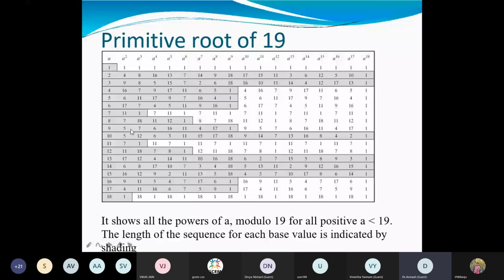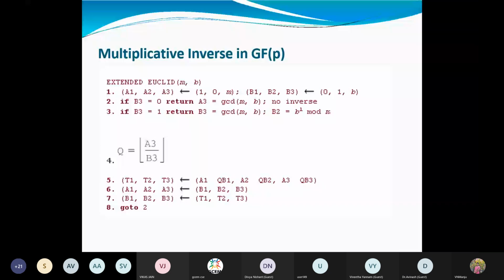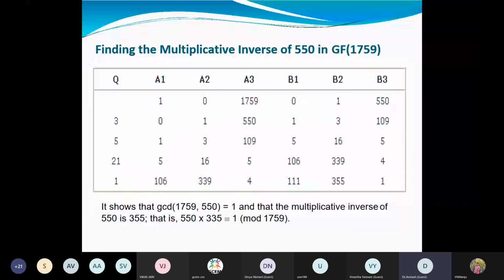So it shows all the powers of a modulo 19 for all positive a. The length of the sequence for each base value is indicated by shading. This is the multiplicative inverse, and this is how we find the multiplicative inverse of 550.